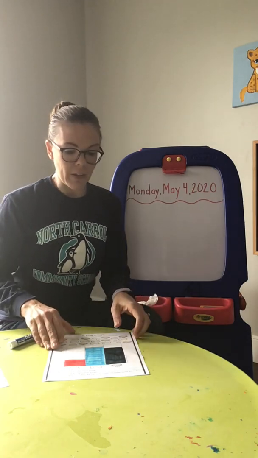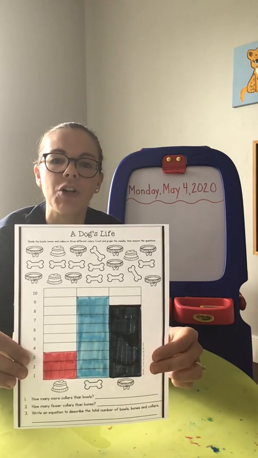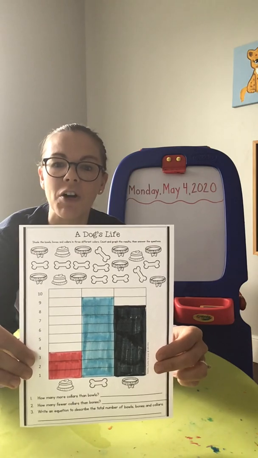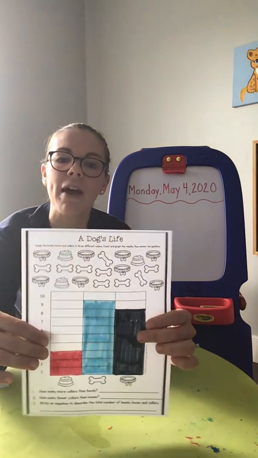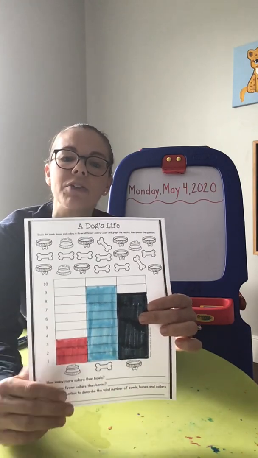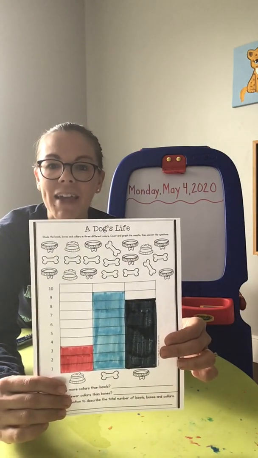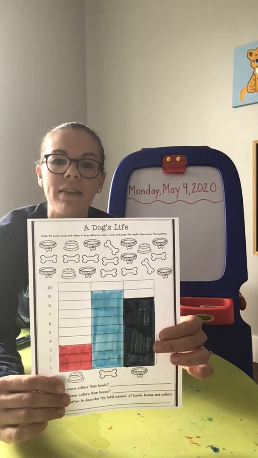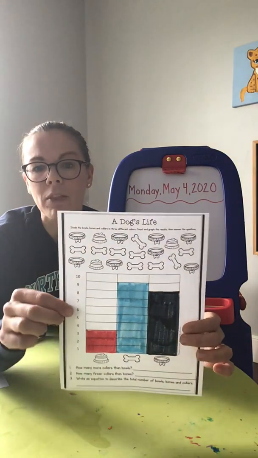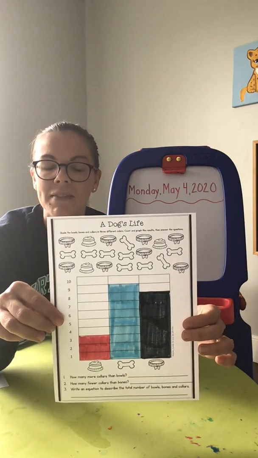So what we're going to look at today is I have my graph here. This graph is called A Dog's Life, and what it's comparing is the different objects in a dog's life. So you can see we graphed how many bowls of food, how many bones, and how many dog collars there were in the graph. Just by looking at the graph without having to even count, we can tell which had the fewest and which had the most. So let's review that real quick.